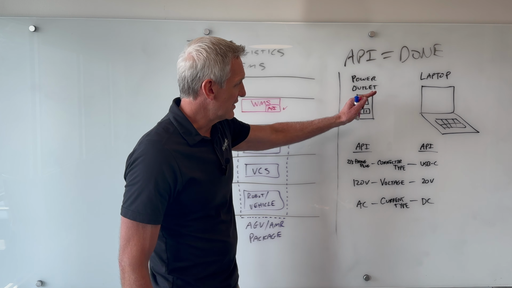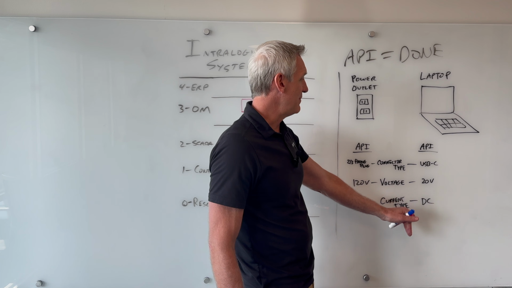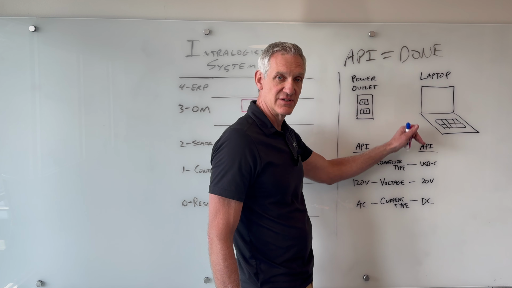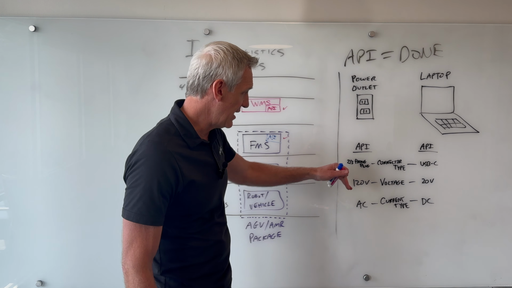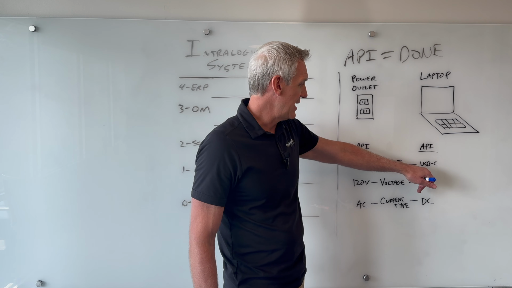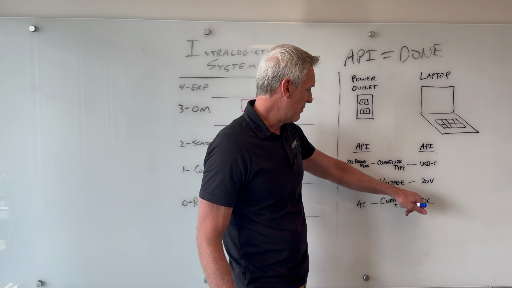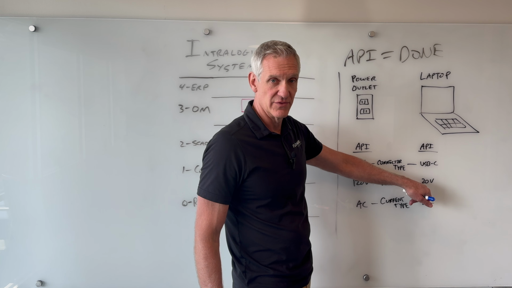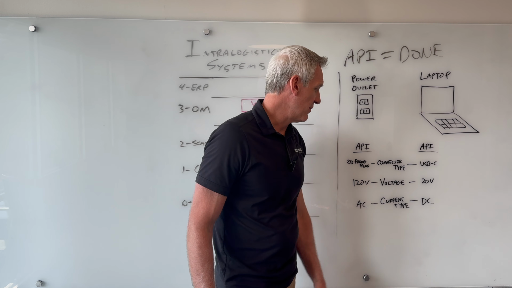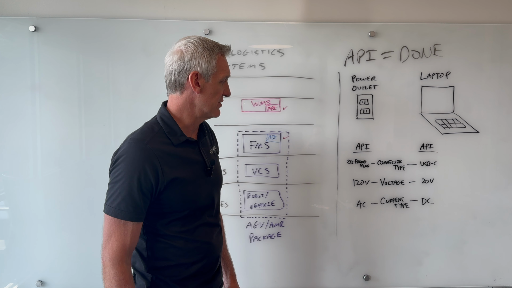So you flip over on the laptop side: do I have an API for the power input to my laptop? And the answer is yeah. But in this case, my connector type is a little itty bitty USB-C connector. My supplied voltage needs to be 20 volts. And my current type needs to be a direct current.